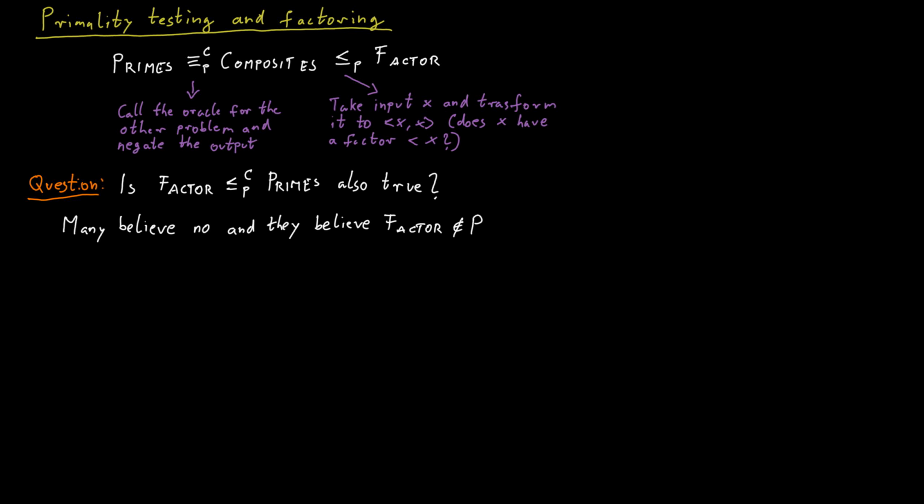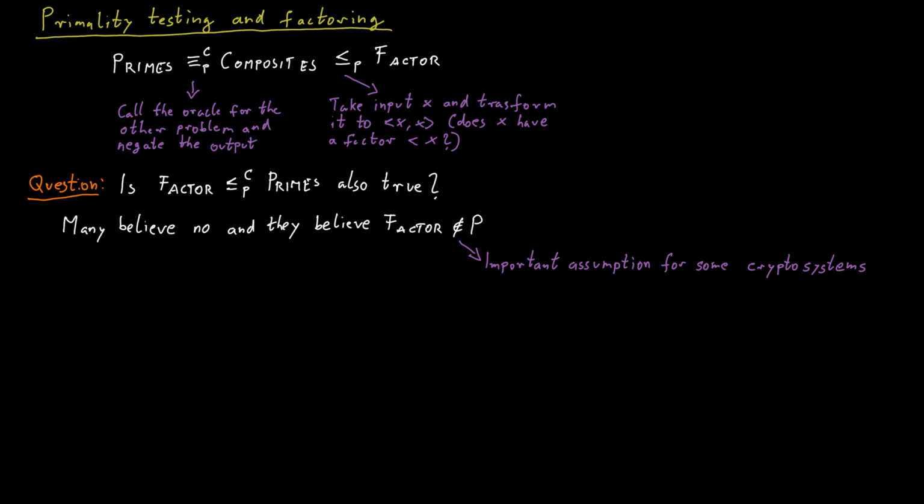The belief that FACTOR is not in P is exploited in some cryptosystems like RSA, for example. These cryptosystems would break if we would suddenly discover that FACTOR is in P. So at least people who are using those cryptographic schemes really hope that FACTOR is not in P.